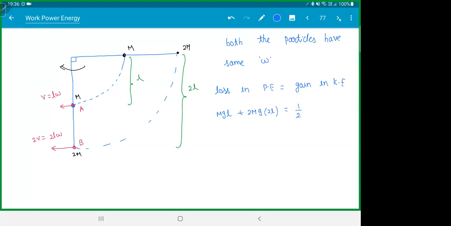Energy will be half m v square plus half 2m, I will take it as 2v whole square. This would be 5 mgL and that would be 9 by 2 mv square. So v is equal to root of 10 gL by 9. That is the speed v. Check. Right, Adrit.